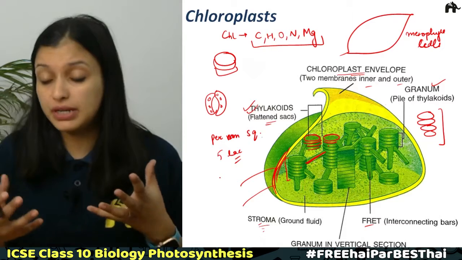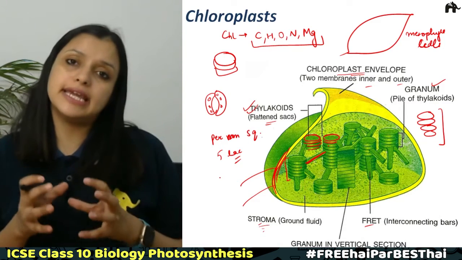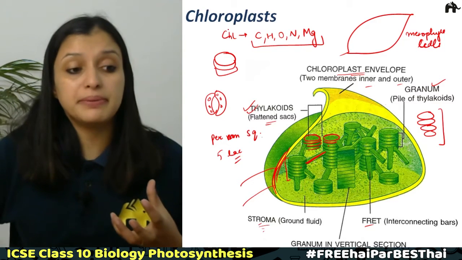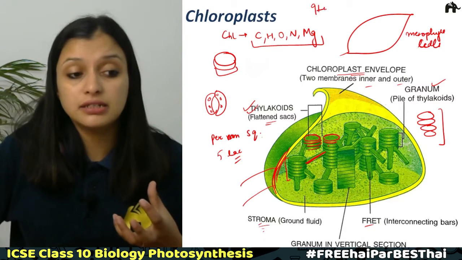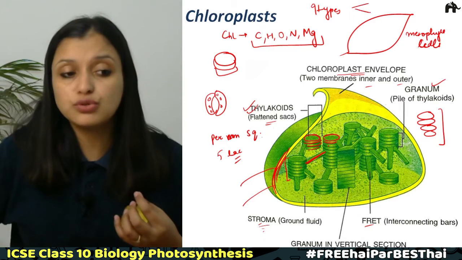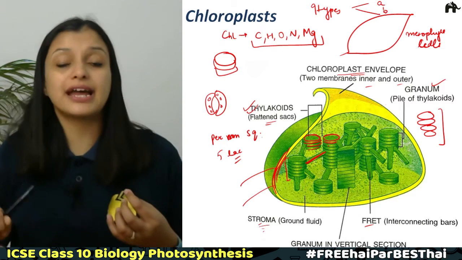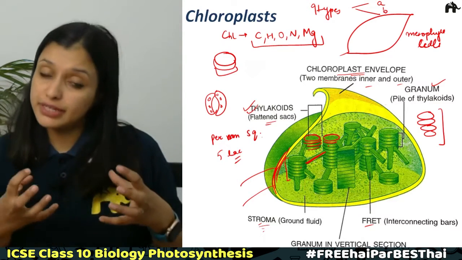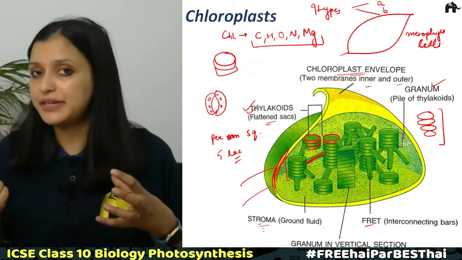Chloroplasts have chlorophyll. Now this chlorophyll is not just a single type, but basically there are 9 types, and out of those 9 types, chlorophyll A and chlorophyll B are the most abundant, and they are very helpful in trapping the solar energy.